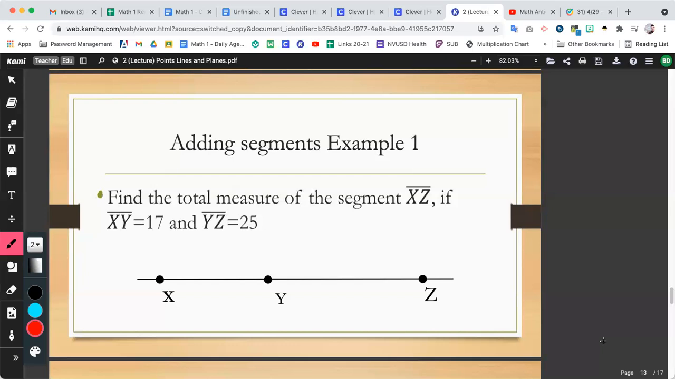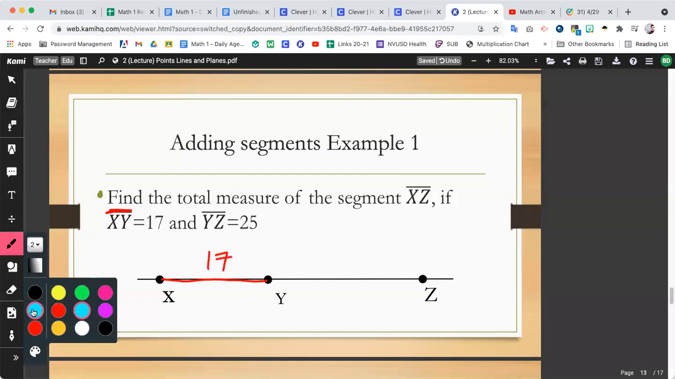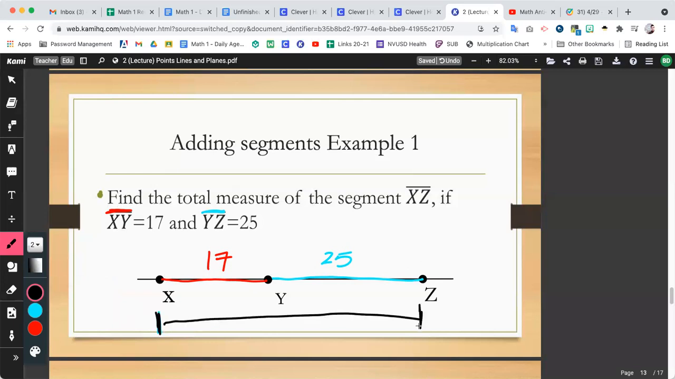Okay, let's fill in what we know. It says right here from X to Y is 17. So I'm going to do that in red. So from X to Y, that is 17. Then it says from Y to Z, I'll do that in blue. Y to Z is 25. And we want to know what is the total distance all the way across from X all the way to Z. Okay. Now, how are we going to figure that out? What do we need to do?